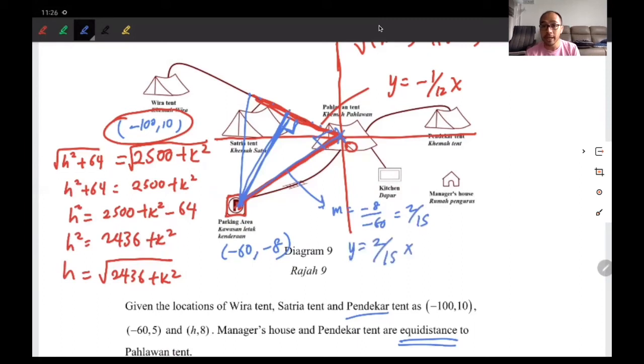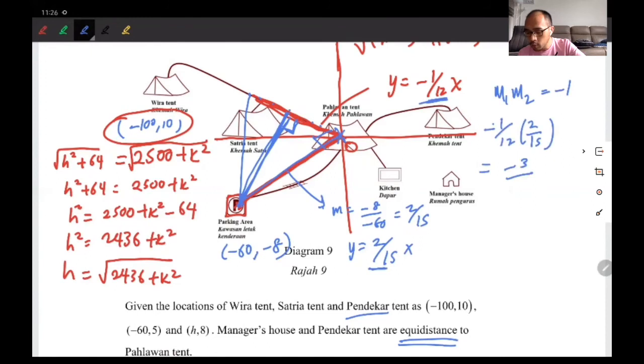So I wanted to see whether it is perpendicular. If it is perpendicular, then m1 times m2 must equal negative 1. Sorry, my face is blocking. So this is the m1, this is the m2. Negative 1 over 12 times 2 over 15, I will get negative 2 over 180, or 12 times 15 is 180. So it is not equal to negative 1. So it is not perpendicular, if I use this equation, this straight line.